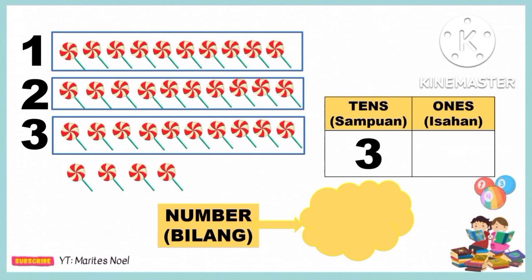Now let's count the remaining lollipop. Let's begin. 1, 2, 3, 4. So we have 4 ones. In Tagalog or in Filipino, mayroon tayong 4 na isahan.